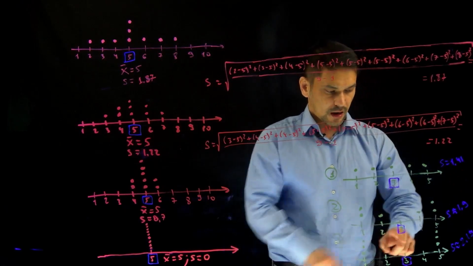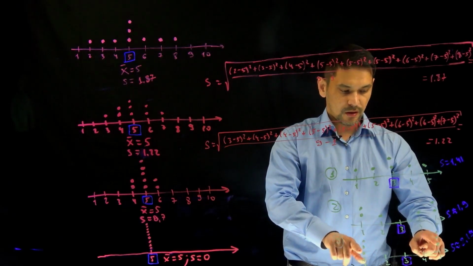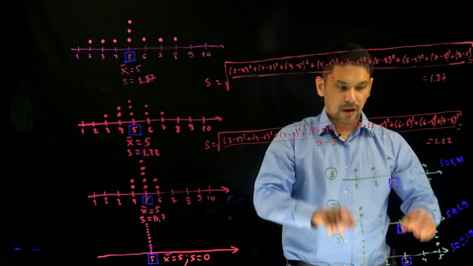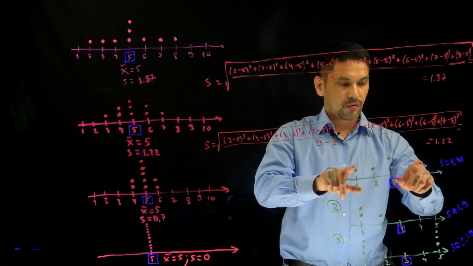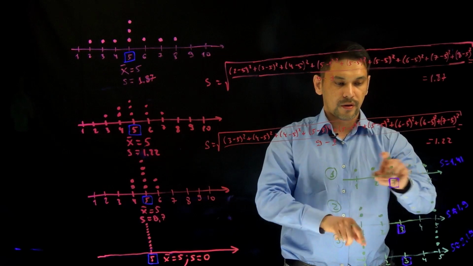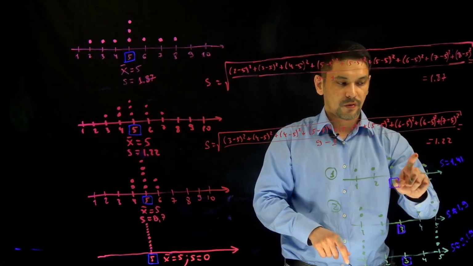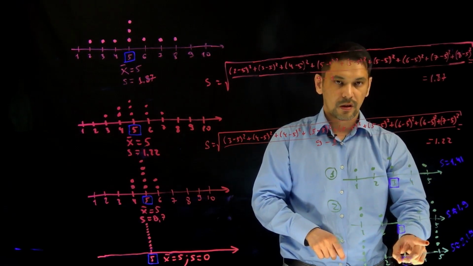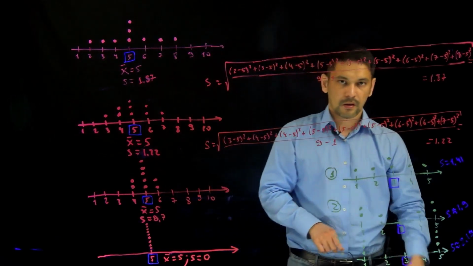This graph has the highest standard deviation. Why? Because all the students here are as far as possible from the center, from the average. Now, this graph has a small standard deviation. Why? Because this graph has only 2 students that are as far as possible from the center. All the rest of the students are close to the center. That's why the standard deviation for this graph is much smaller than the standard deviation for this one, despite the fact that all the 3 graphs have the same spread.